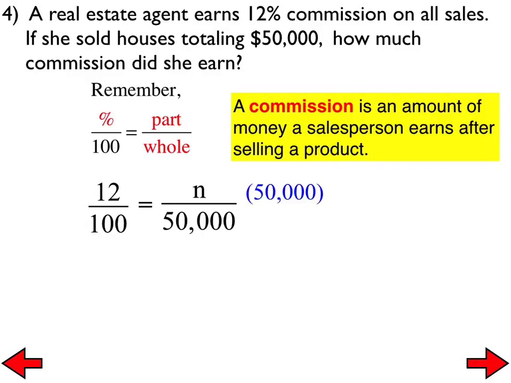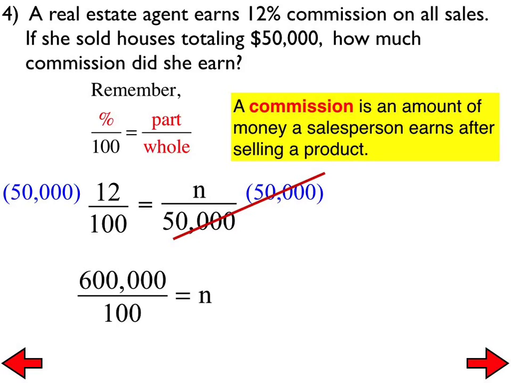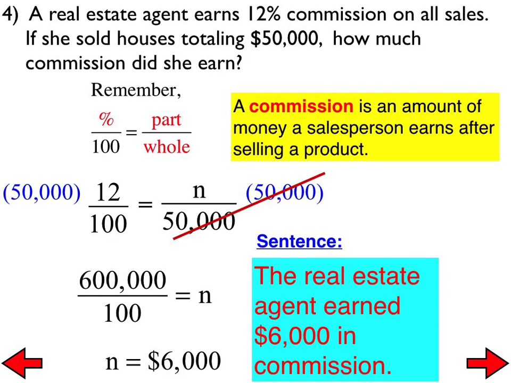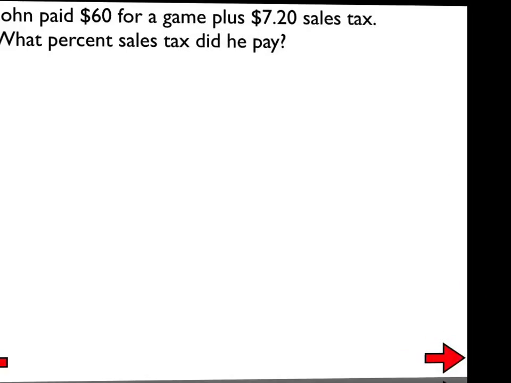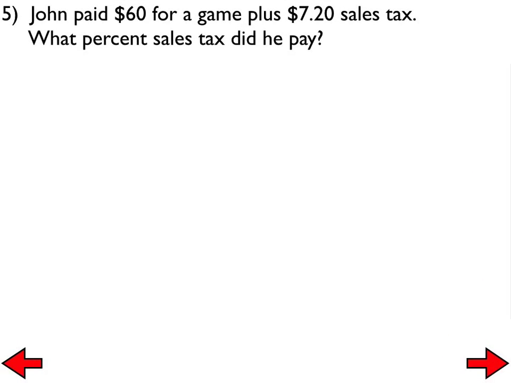Okay, multiplying both sides by 50,000. 12 times 50,000 is 600,000. And if you divide top and bottom by 100, you are left with 6,000. So her commission is $6,000 if she sells $50,000 worth of houses. Raise your hand if you got this correct. Excellent, excellent.